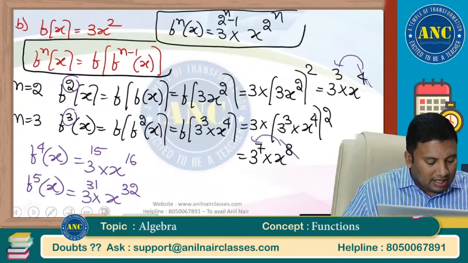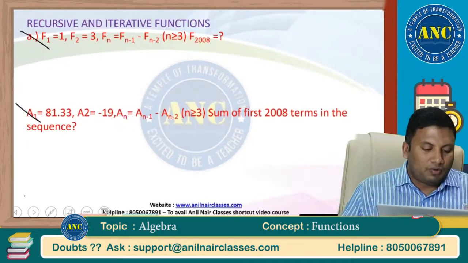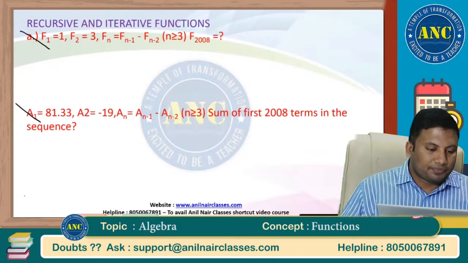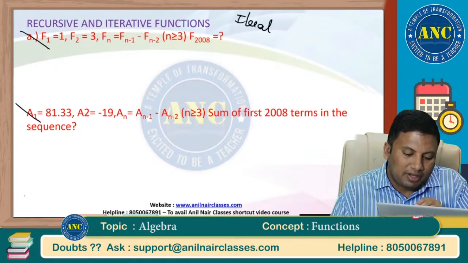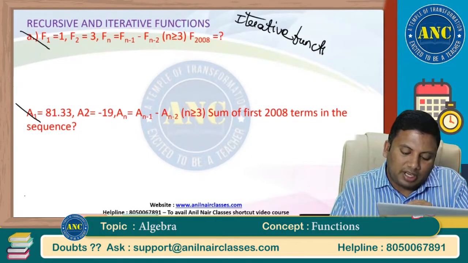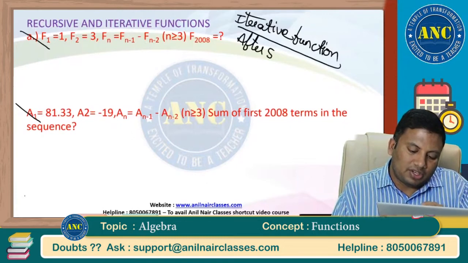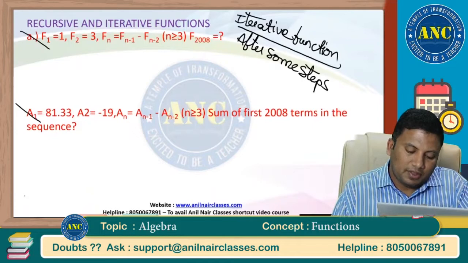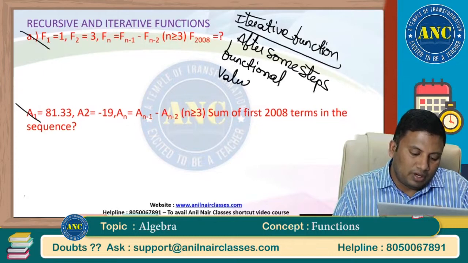Is the idea clear? Next one. This question also we did. Now F11, F23. These two are the classical examples of iterative function. In an iterative function, after some steps, the functional value will be the same. How is it the same? Let us see it.